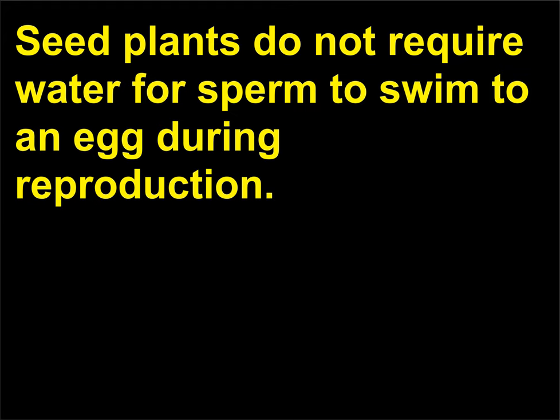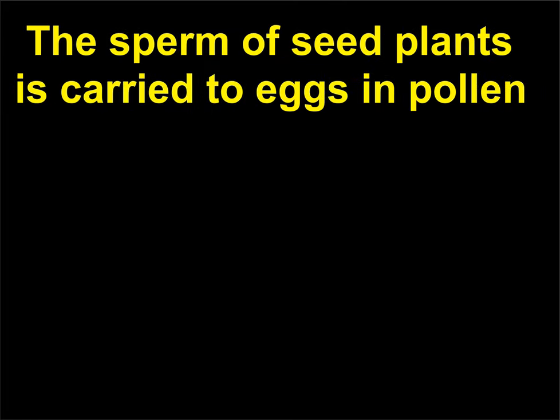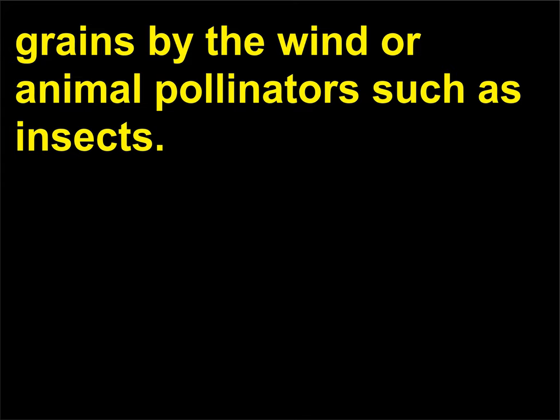Seed plants do not require water for sperm to swim to an egg during reproduction. Pollen and seeds have allowed them to grow in almost all terrestrial habitats. The sperm of seed plants is carried to eggs in pollen grains by the wind or animal pollinators such as insects.